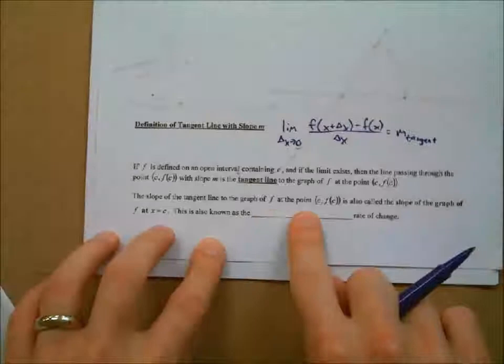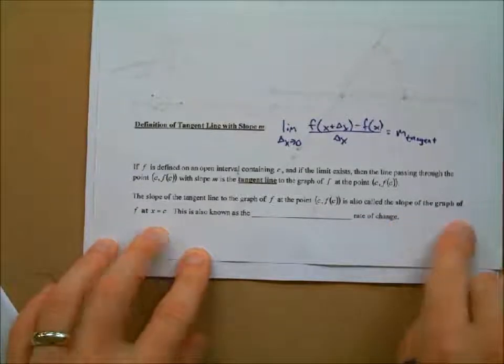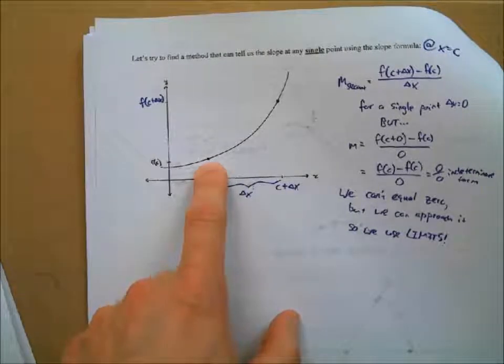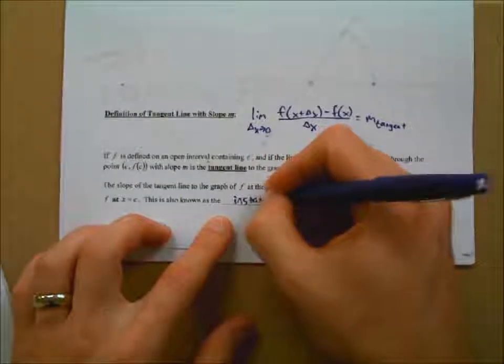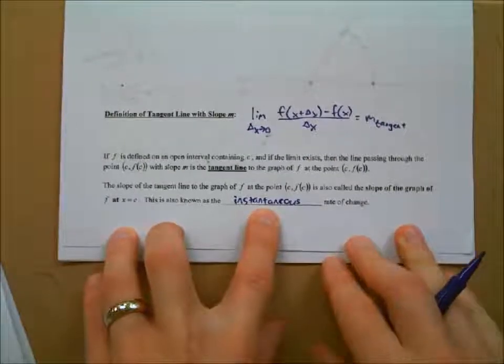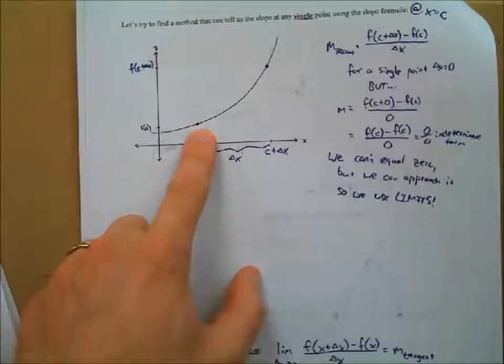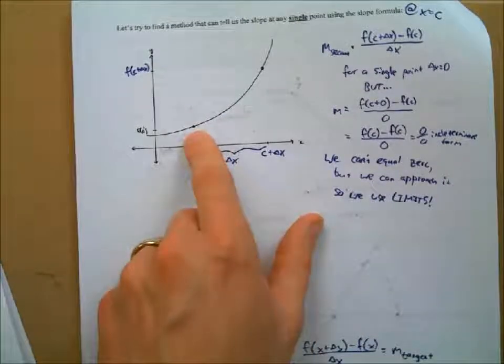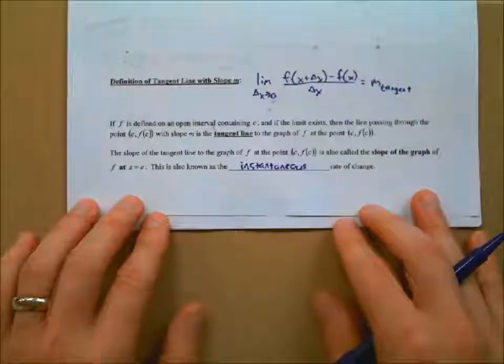Okay. The slope of the tangent line to the graph of f at that point is also called the slope of the graph of f. So sometimes instead of referring to the slope at this single point as the tangent slope, you can also just call it the slope of f at that particular point. Okay, at x equals c. This is also known as the instantaneous rate of change, right? And it makes sense that we call that an instant because we're finding the rate of change of this thing at a single point, not using 2 points and like the average, right? But finding the instant slope at an instant. That's known as the instantaneous rate of change.